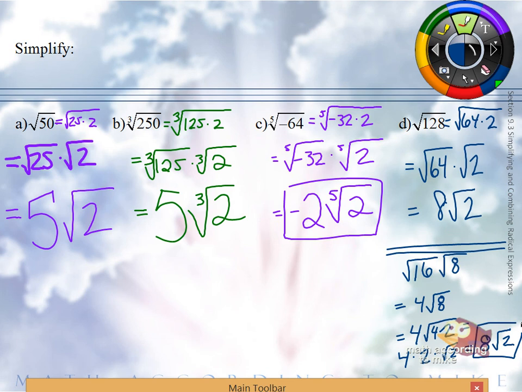Pull out the largest one you can to avoid having more work to do.